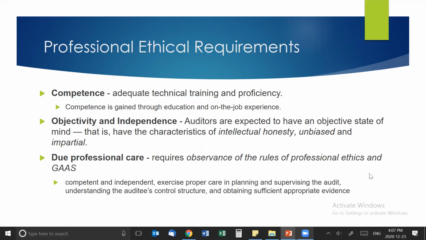Competence means that the auditors need to have adequate technical training and proficiency. Competence is gained through education and on-the-job experience. What you're doing now by taking this course is you're getting your technical training, getting that competence, and then when you go into the workforce and you become an auditor, you'll be getting some on-the-job experience, and that's going to increase your competence.